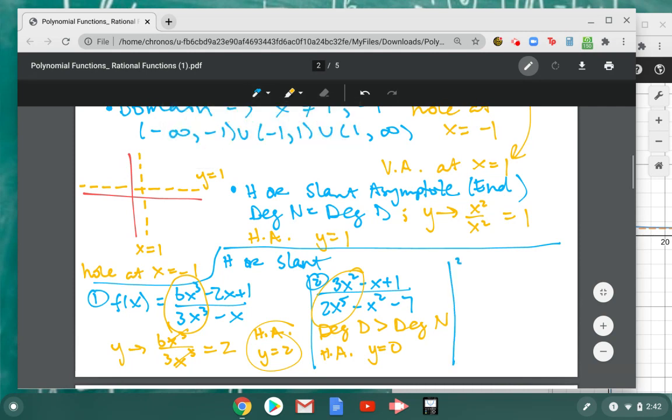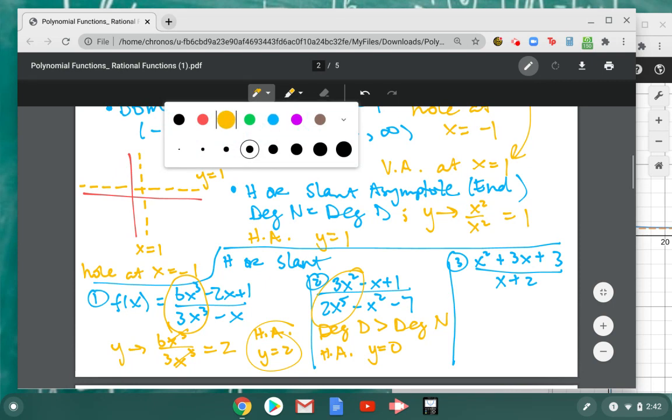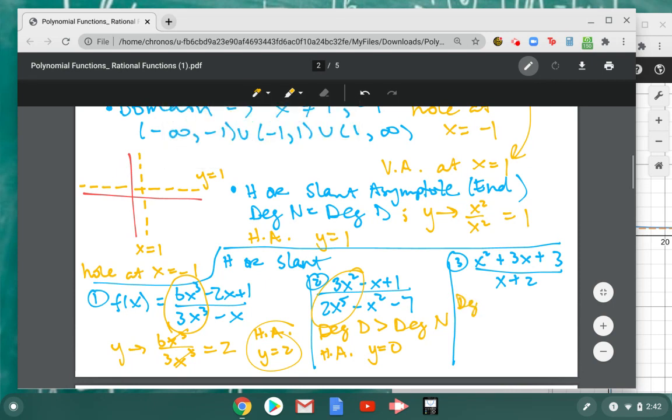The other type that we saw would look something like this, number 3. Let's say that we have x squared plus 3x plus 3 divided by x plus 2. So for this one, I see that my degrees don't match, but this time the degree of the numerator is bigger than the degree of the denominator. So we have a slant asymptote.